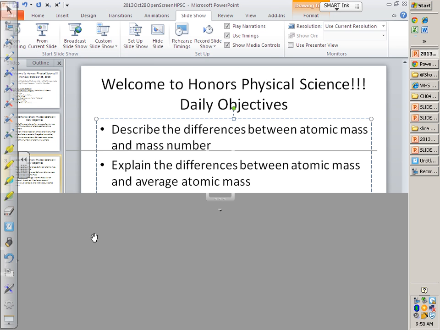So, the last thing I asked you to do was explain the differences between atomic mass and average atomic mass. What did you guys come up with in your small group discussions? The difference between mass number and atomic mass is a lot easier than the difference between atomic mass and average atomic mass. So, what did we say that atomic mass was? We just sort of described that. What does atomic mass tell us?